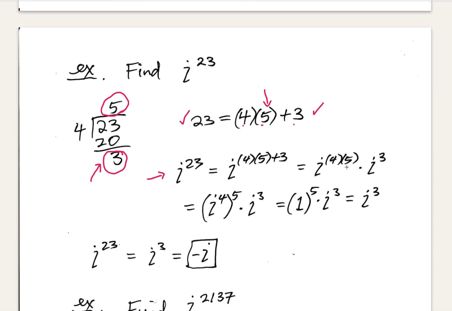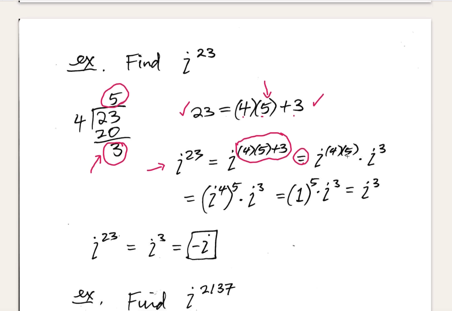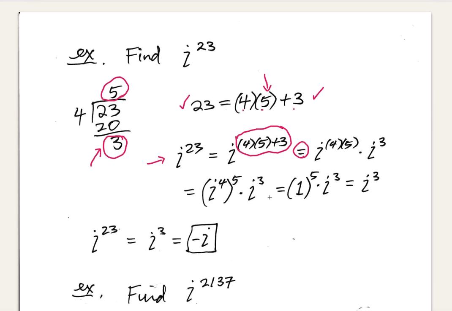Now, that's i to the 4 times 5 times i to the 3rd, right? Why? Because these have a common base. You would add the exponents and you'd be right back here. So those must be equal, so that's a valid equal sign. Now, I'll just let that i to the 3rd power sit there for a bit.